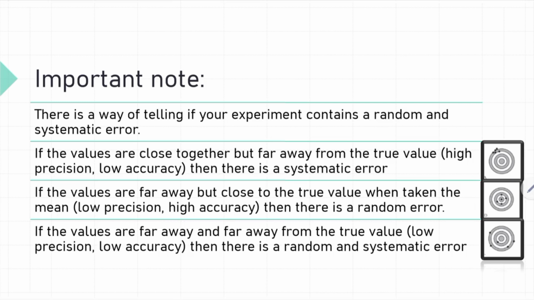Important note to know: there is a way of telling if your experiment contains a random or systematic error. If the values are close together but far away from the true value, high precision, low accuracy, then there is a systematic error. If the values are far away from each other but close to the true value when the mean is taken, low precision and a high accuracy, then there is a random error. If the values are far away from each other and far away from the true value, a low precision and a low accuracy, then there is random and systematic error.